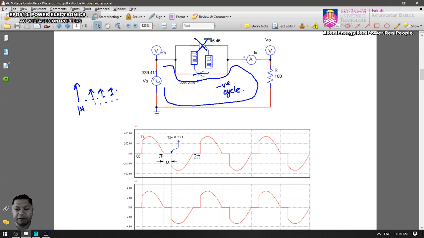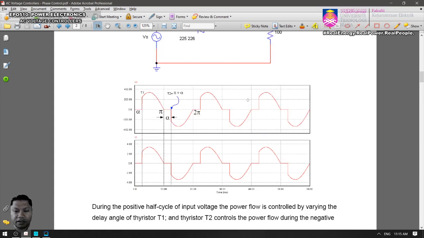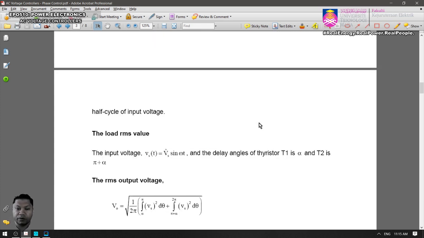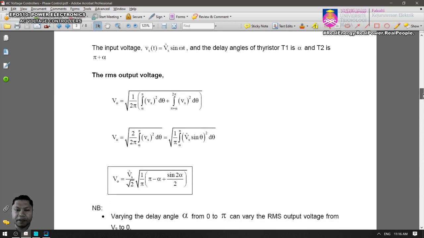Okay, so therefore, again, we are interested in looking at the RMS voltage. So that is a derivation. We're going to look at the derivation of the waveform again. So the input voltage, again, is V peak sine omega t, and the angle of thyristor 1 is alpha, and thyristor 2 is alpha plus pi. Okay, so for the output voltage, we are interested in the RMS of the output voltage.